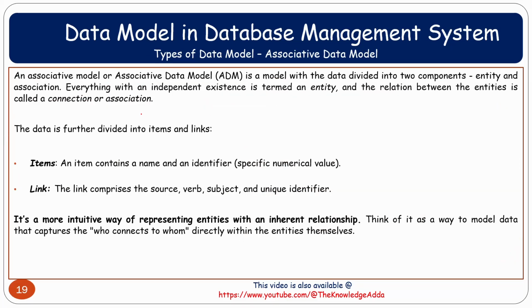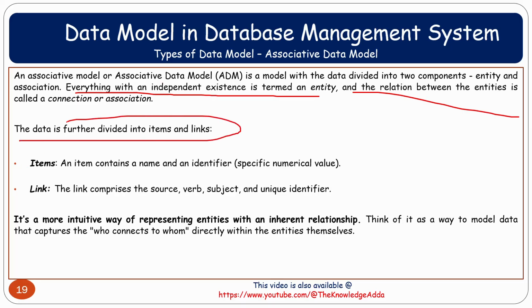And now talking about the last one, the associative data model. An associative data model is a model with the data divided into two components, entity and association. Everything with an independent existence is termed an entity, and the relation between the entities is called a connection or association. The data is further divided into items and links. An item contains a name and identifier, and a link comprises the source, verb, subject, and unique identifier.